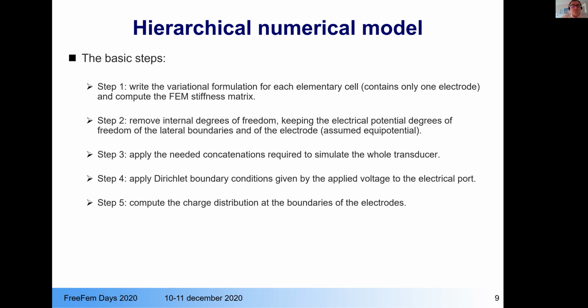The step 3 is now to build the whole transducer array of electrodes by concatenation of the elementary cells and more. The fourth step is now to apply the Dirichlet boundary condition at the end of the algorithm and compute the field in the whole electrode array, in the whole domain. Finally, we will compute the charge distribution at the boundary of the electrode.